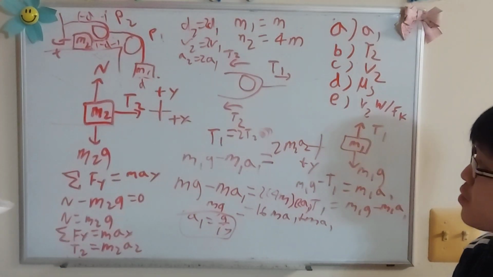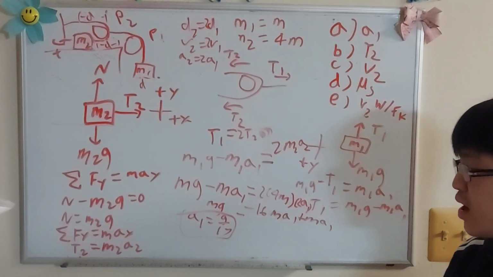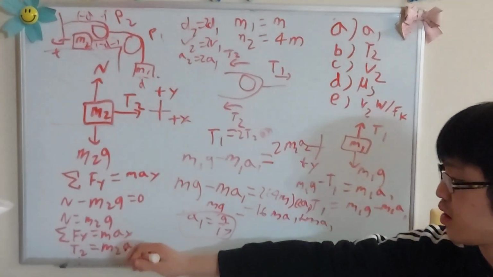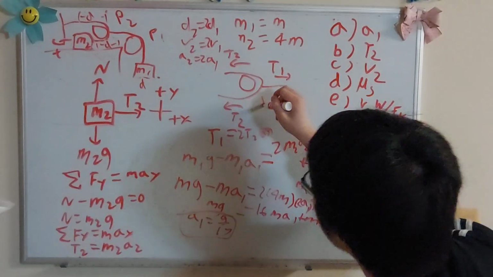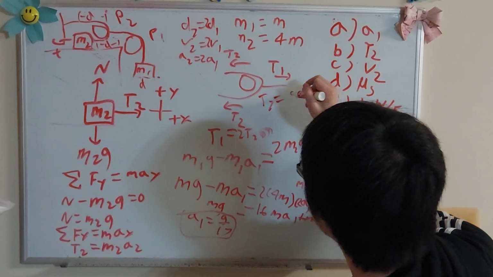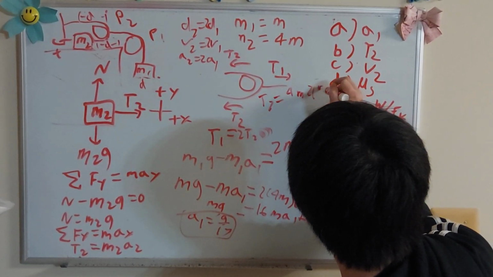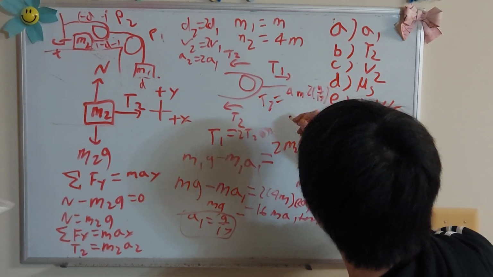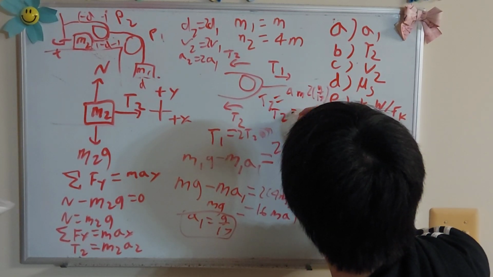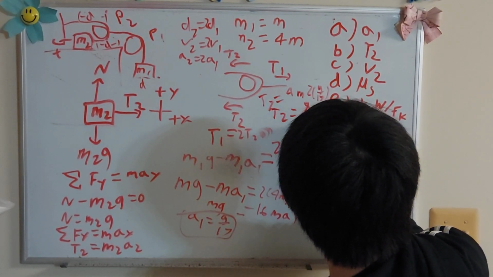Now we know the relationship between both accelerations, and we know what a1 is. We can plug these in and find what T2 is. T2 ends up being 4m times 2 times the acceleration of mass 1, and we end up getting, for part B, 8mg over 17.